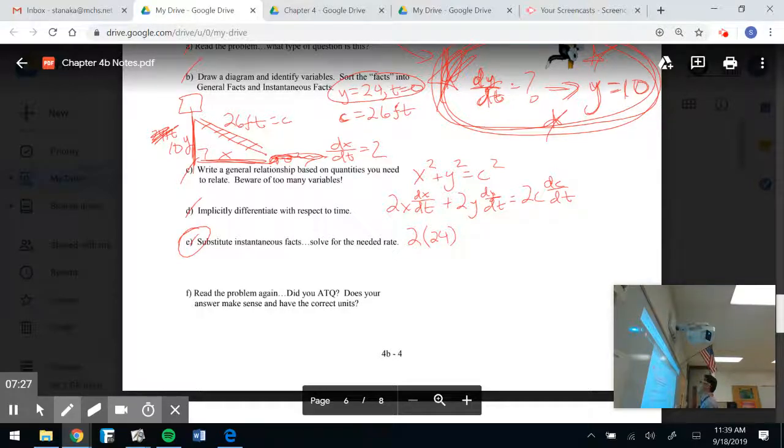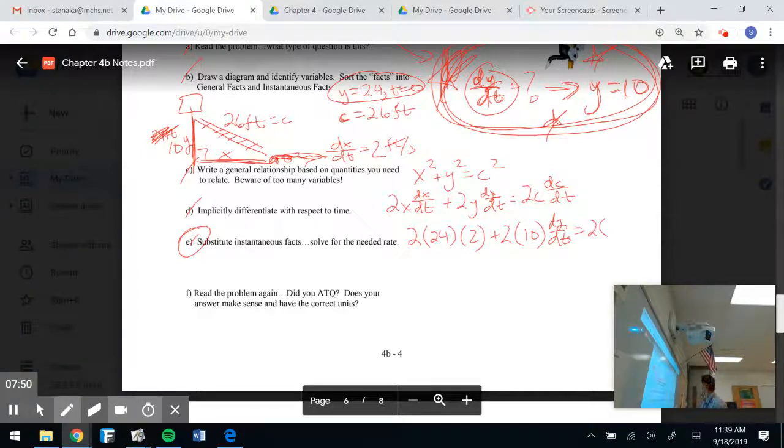Well, what's dx/dt? Shame on me. I did it right there. That was feet per second. Right? dx/dt was 2. Okay? And then we have plus 2 times y. What was y? y at the moment in question was 10. dy/dt, I don't know, which is okay because I'm trying to find that. Right? Is equal to 2.